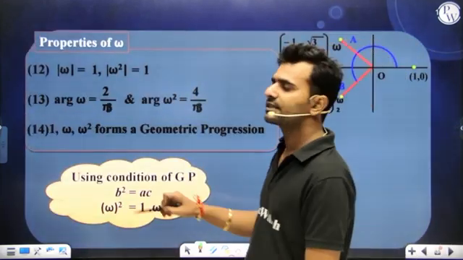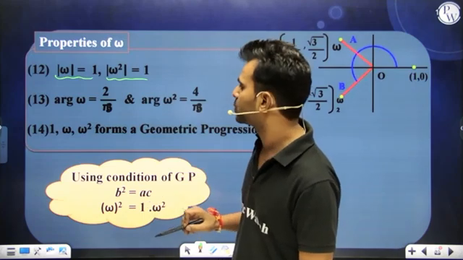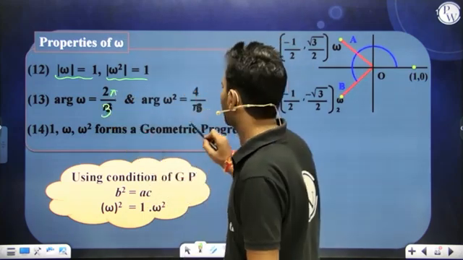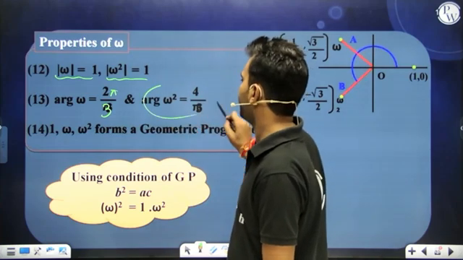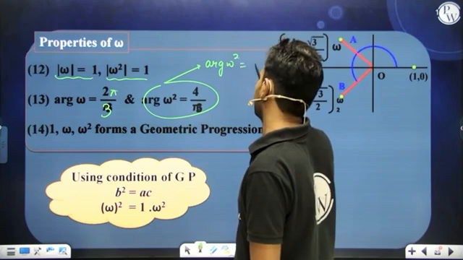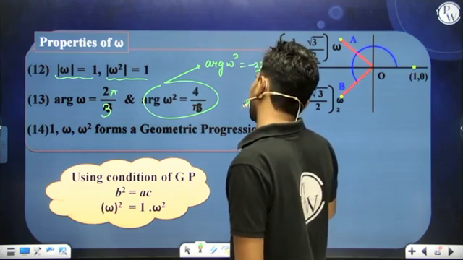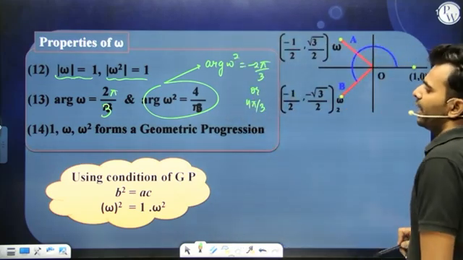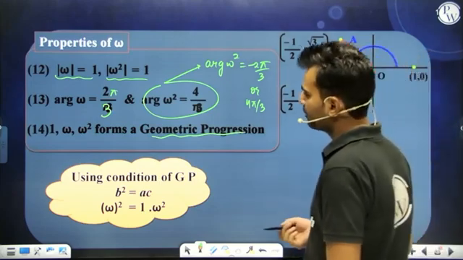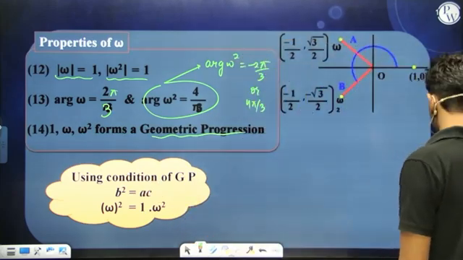The modulus of omega is equal to 1, and the modulus of omega square is also equal to 1. The argument of omega is 2 pi by 3, and the argument of omega square is minus 2 pi by 3 as the principal argument, or 4 pi by 3 if another argument is asked. 1, omega and omega square always form a geometric progression. Geometric progression means the square of the middle one equals the product of the other two. That is happening over here.